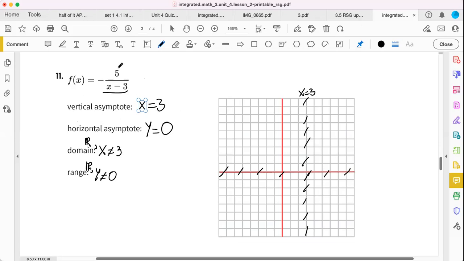So I'm going to assess now this 5 and this negative. At a quick glance, this being negative shows me that your graph is going to end up in the top left and the bottom right. The reason is that it's negative, so it's going to be the opposite of 1 over x, which is normally quadrant 1 and quadrant 3. So just at a quick glance, I know that.